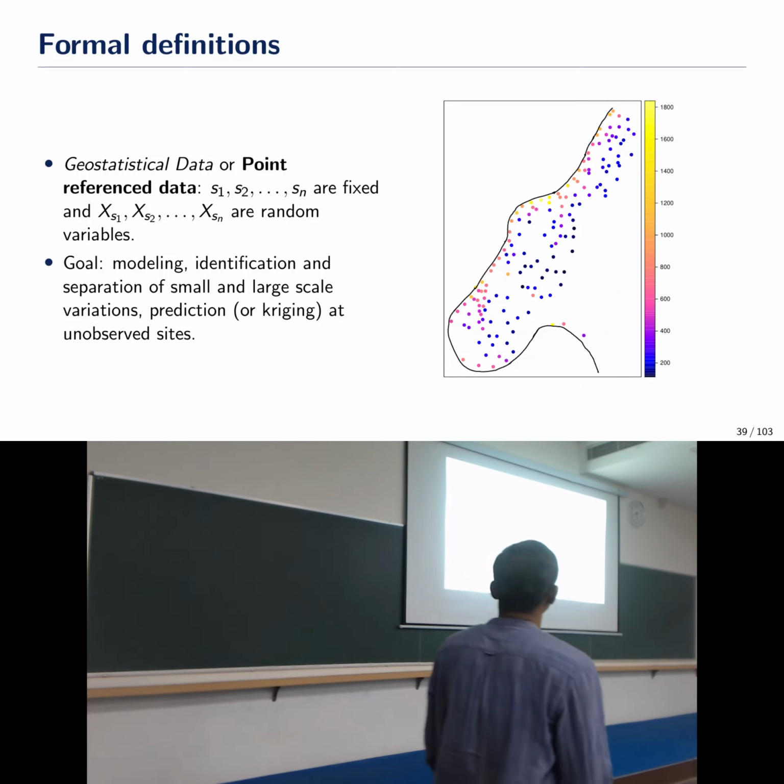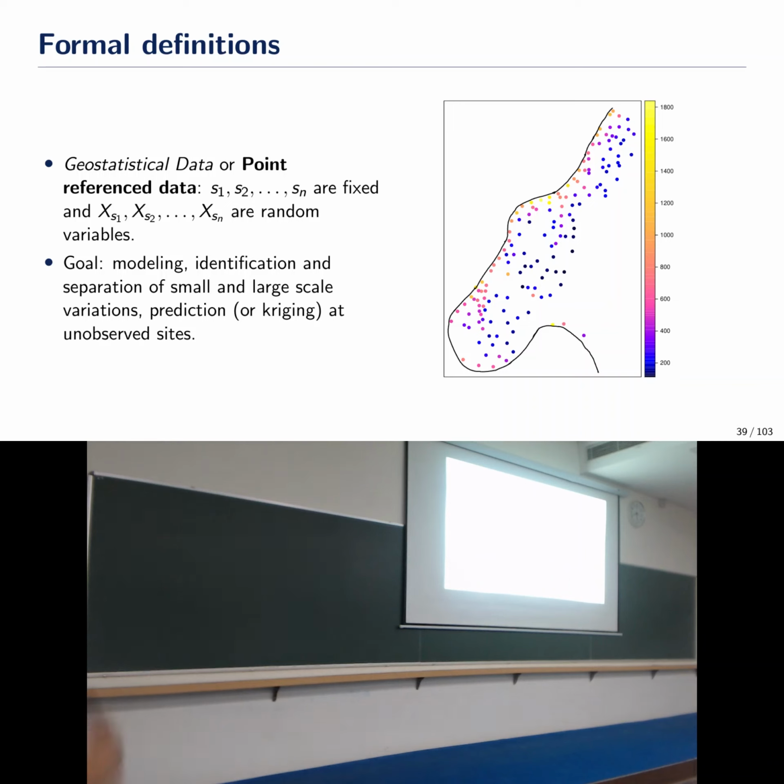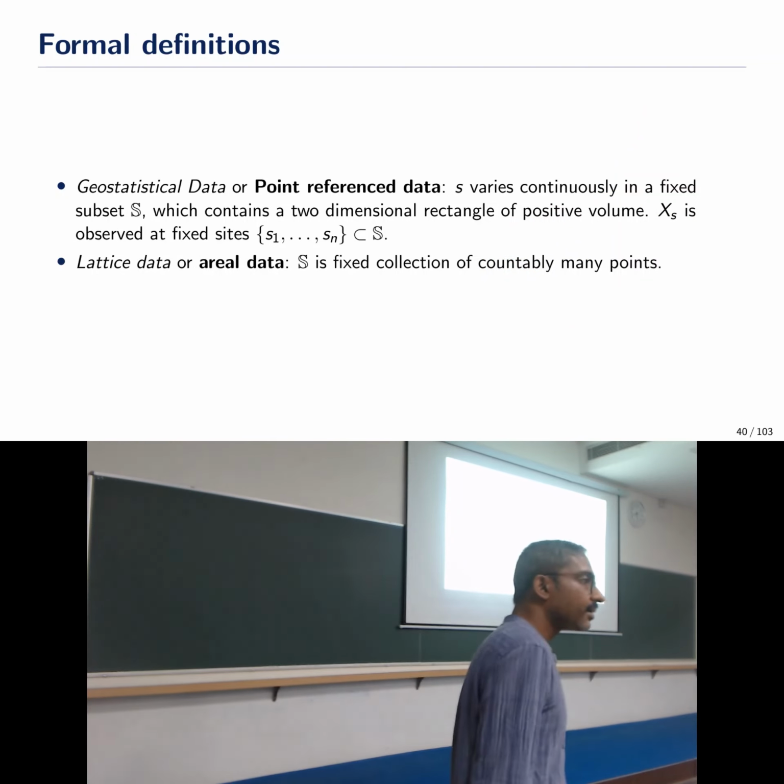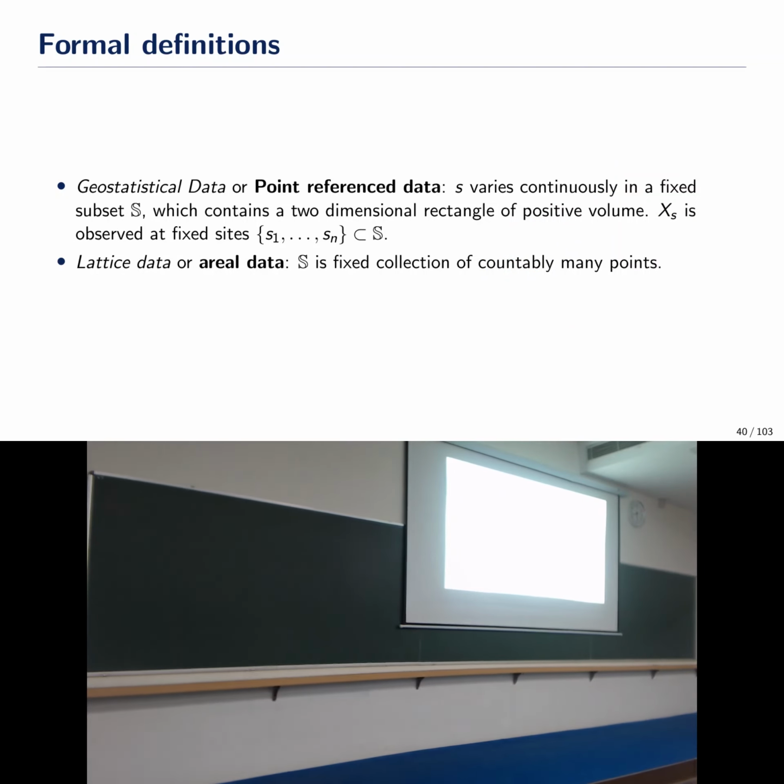That's an example of geostatistical data. As we saw in the last slide, S1 to Sn are fixed, but X(S1) to X(Sn) are random variables. In this case, these are concentrations of genes. And the sequence is arbitrary. I mean, which one you call S1, S2, Sn, is arbitrary. Like the first one here is S1, the other one is S2. That doesn't matter.